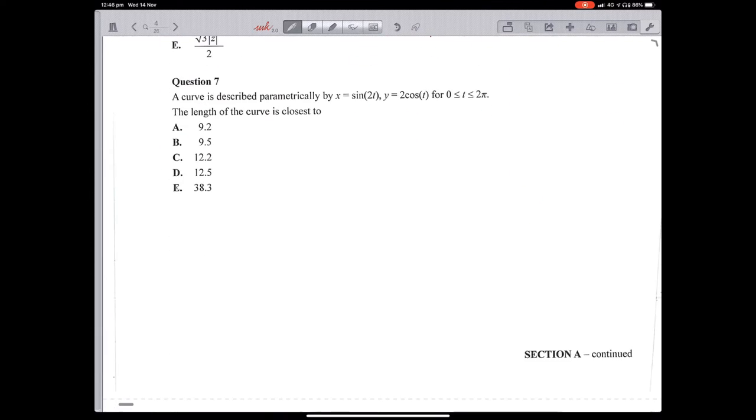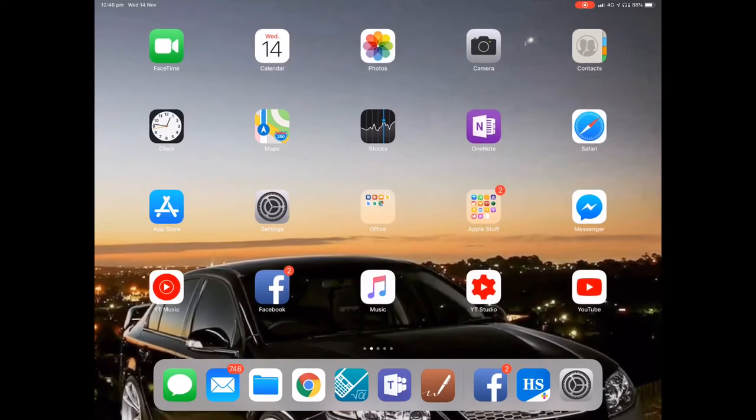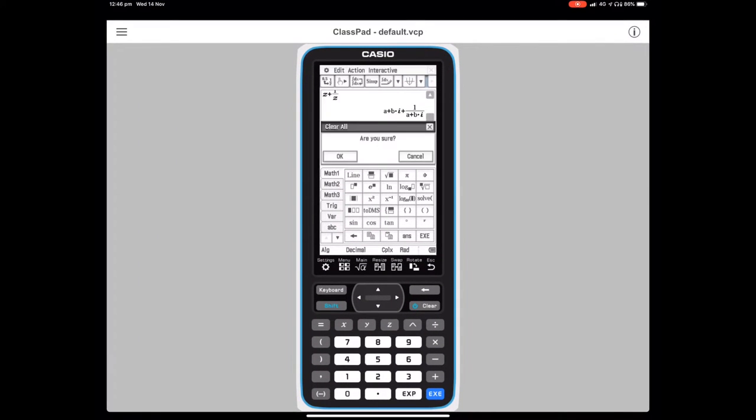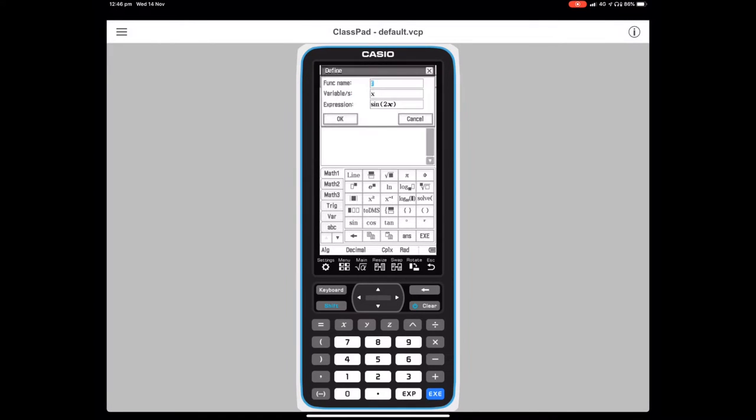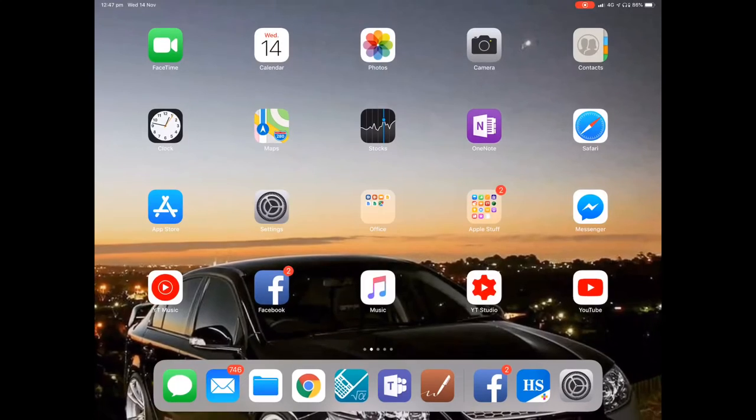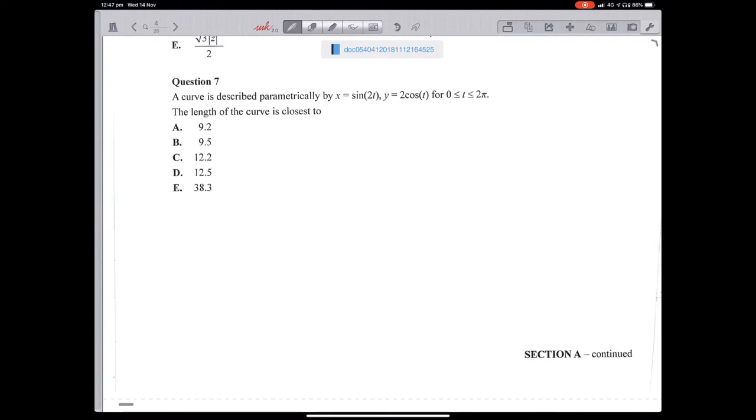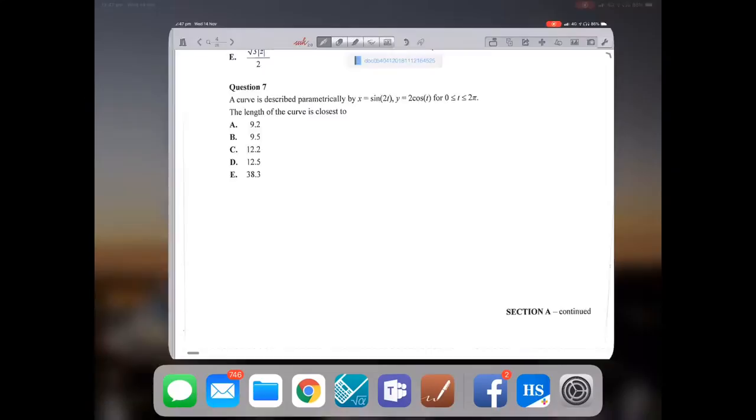Which is that. Okay, a curve is designed, given by that. X equals sine 2t, y equals 2 cos t. So let's define them. Sine 2x, like the f of x, and 2 cos x, make that g of x. Let's just check them. From 0 to 2 pi.